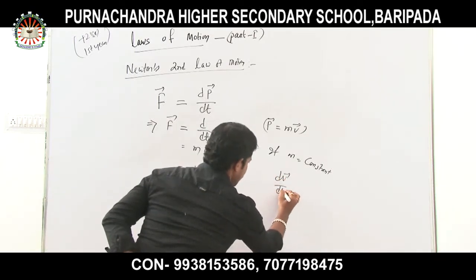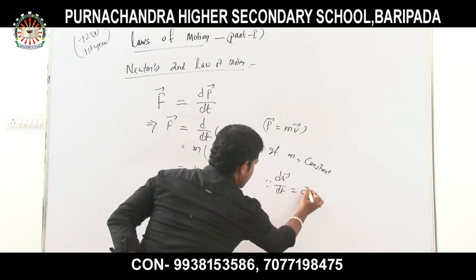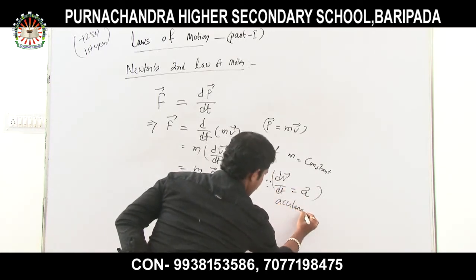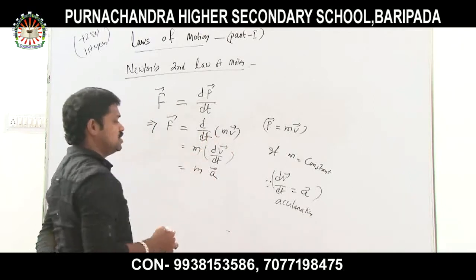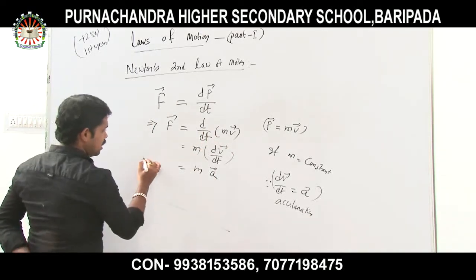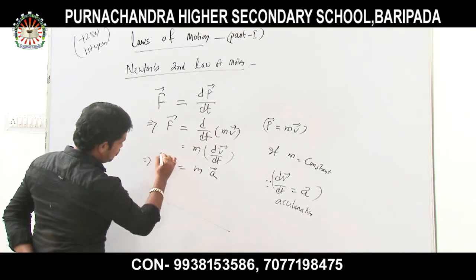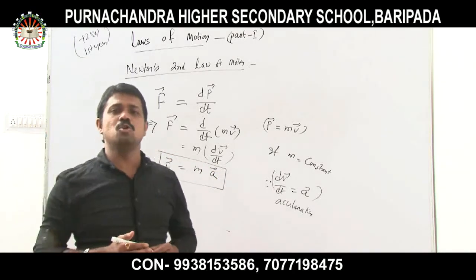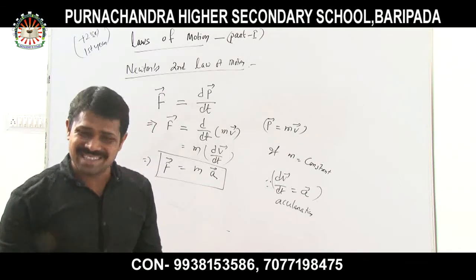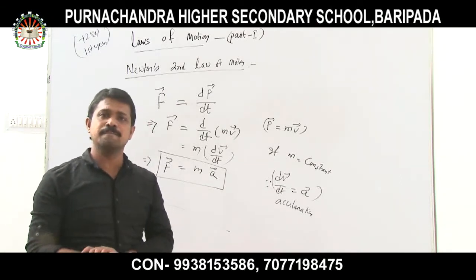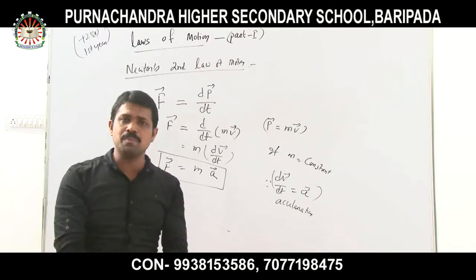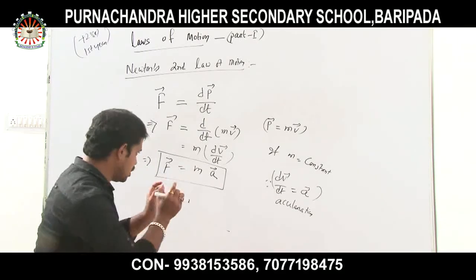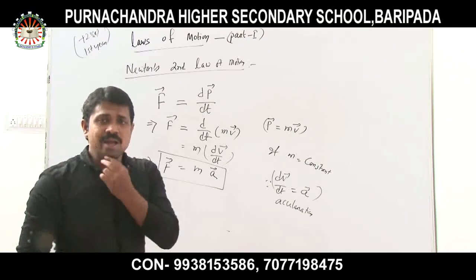So dv by dt is equal to the acceleration of that object or of that body. So what will I get? I will get a very interesting and important relation, that is F is equal to mass into acceleration of the object. This is a very important point. Clear?